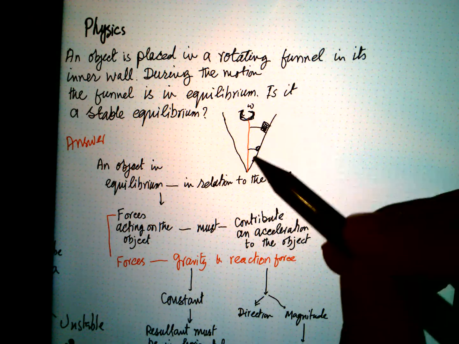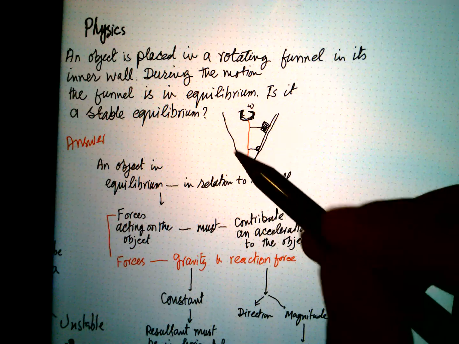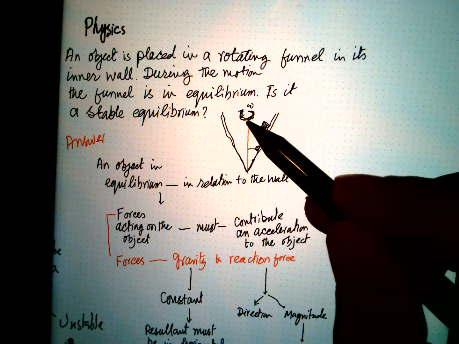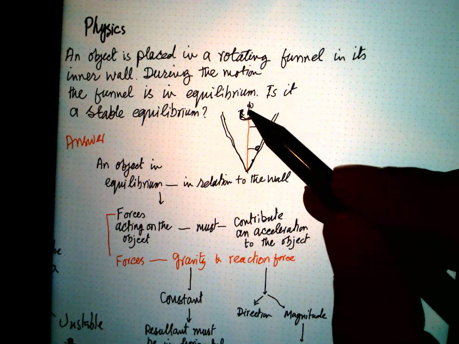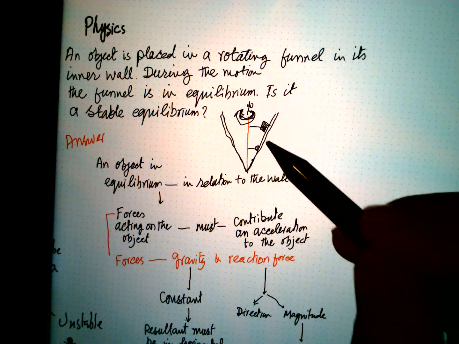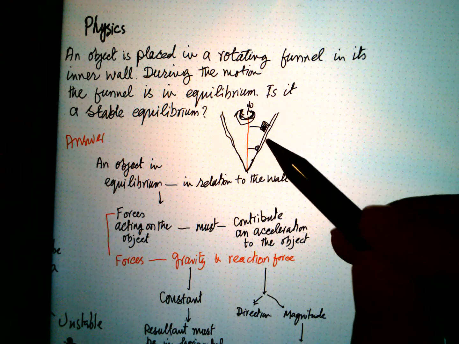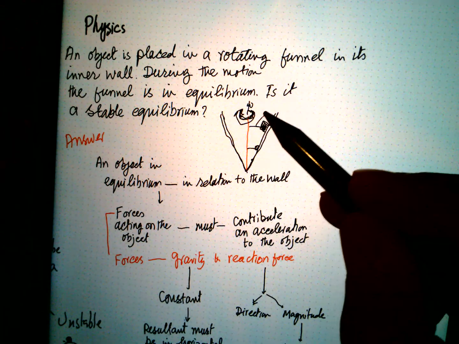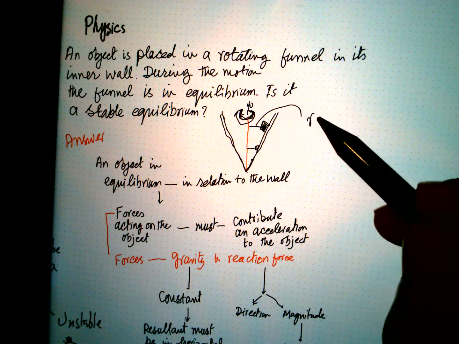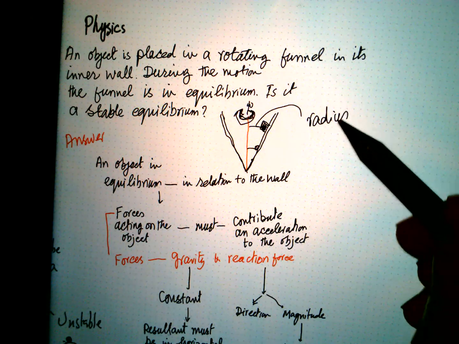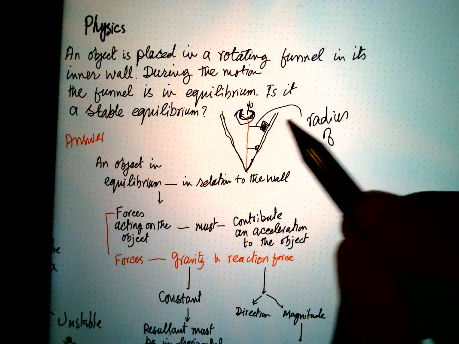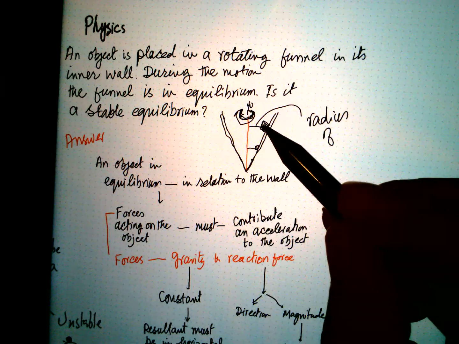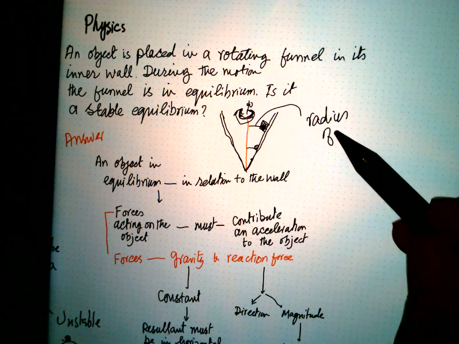This is a funnel, and this is the axis of rotation, and this is the direction of rotation, and this is an object. If the object is placed here, this is the radius of rotation, the displacement from the object to the axis of rotation.